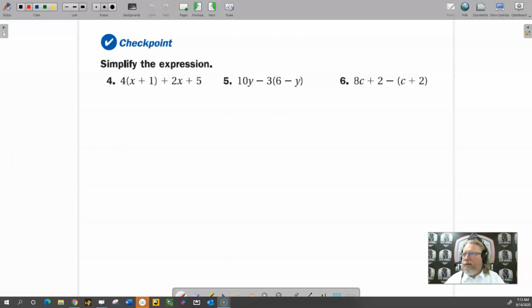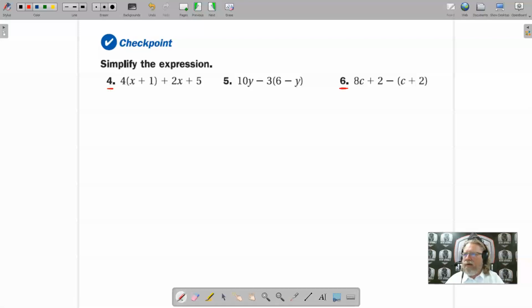So let's go ahead and we'll simplify 2 of these. For the sake of time, we're just going to do 4 and we're going to do 6. So I'm going to distribute this 4 into the quantity of x plus 1. So 4 times x is 4x. 4 times 1 is positive 4. I'm going to bring down my 2x and the plus 5.